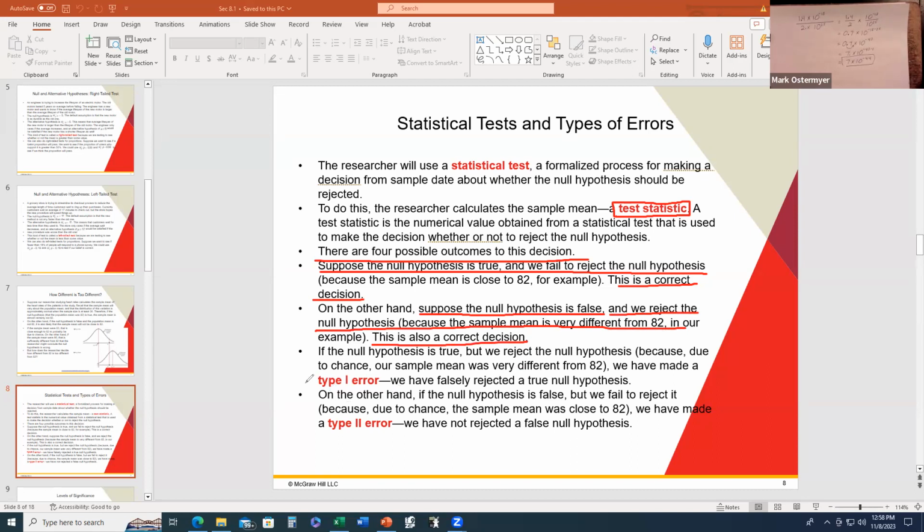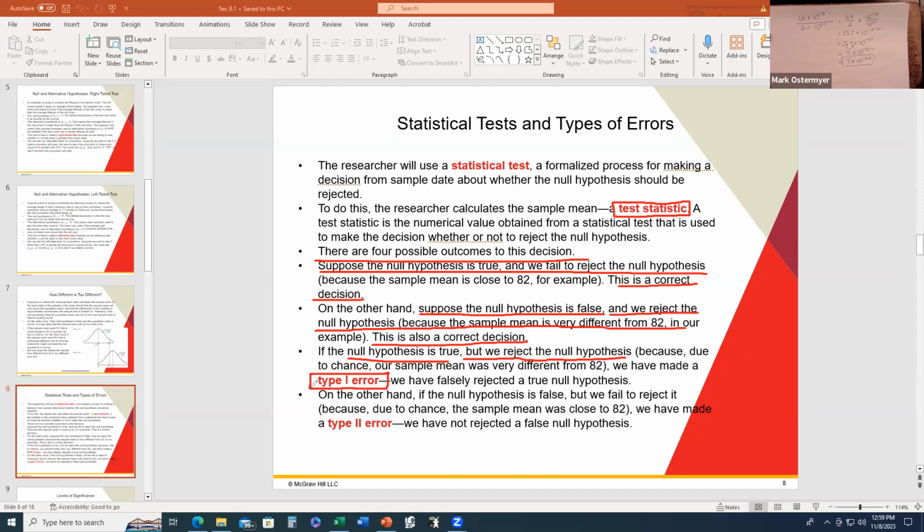There's another possibility. Possibility number 3. Suppose that the null hypothesis is true. But suppose that sample evidence suggests that we are to reject the null hypothesis. Is that a correct decision? If we reject something that's true? No, that's not a correct decision. All right. If that happens, ladies and gentlemen, we commit a very serious error when conducting hypothesis testing. It's called a type 1 error.